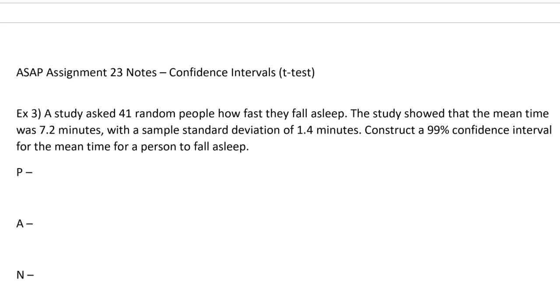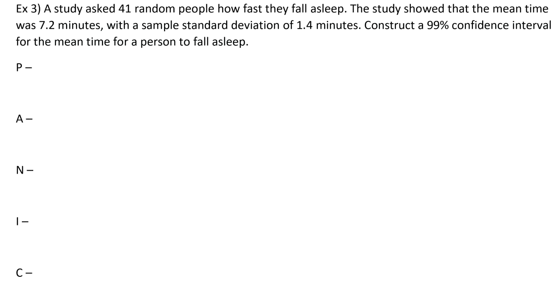All right, one last example. A study asked 41 random people how fast they fall asleep. The study showed that the mean time was 7.2 minutes, with a sample standard deviation of 1.4 minutes. Construct a 99% confidence interval for the mean time for a person to fall asleep.